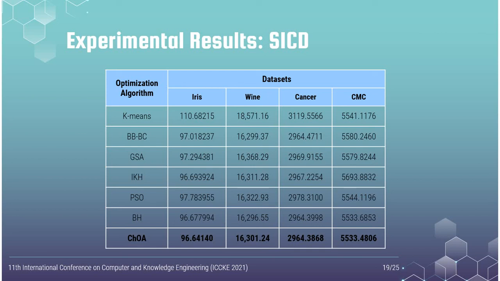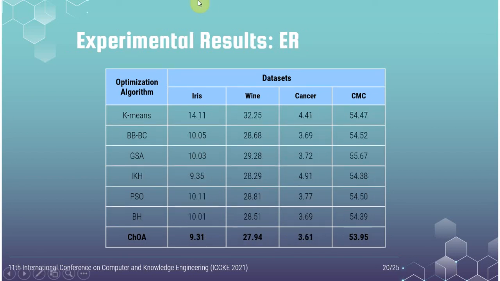As you can see, our proposed method achieved the best performance in terms of the SICD result among all of the algorithms, and it has the minimum SICD result, or minimum fitness value, which means our proposed method is stronger than the others. For the next evaluation criterion, the error rate, you can see our proposed method represents the minimum error rate among all of these algorithms.